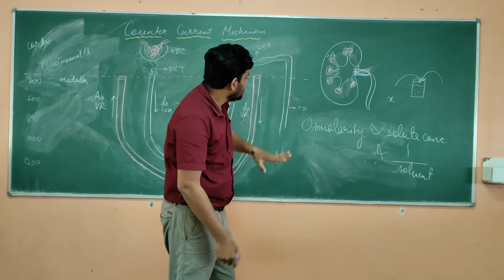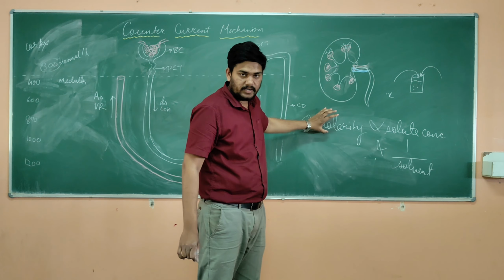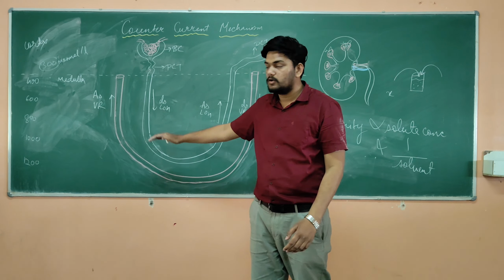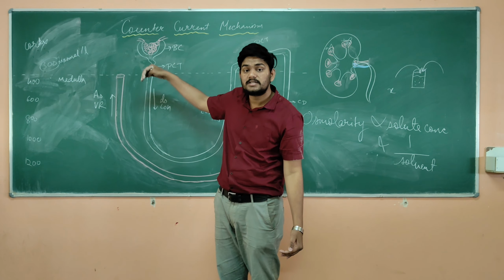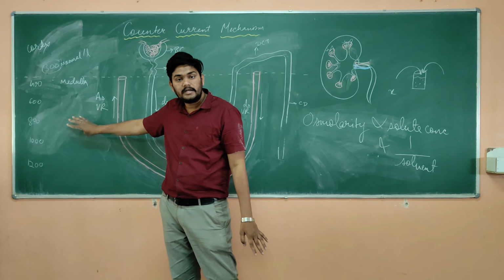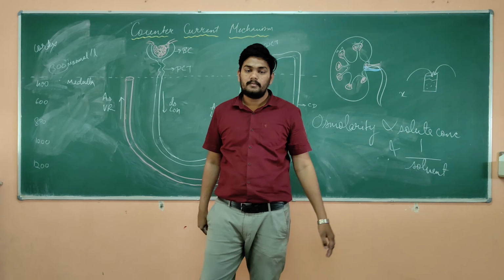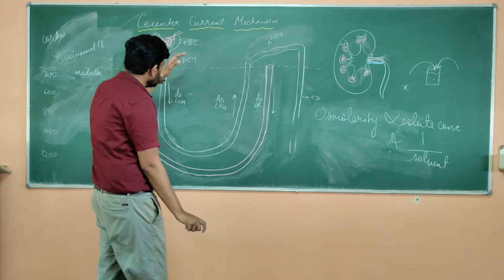Till now we have seen what the counter current is and the basic thing of osmolarity, and we all know that the medulla region has an osmolarity gradient, which is very important. Then only the substances can move in opposite direction. This is a very important thing. The osmolarity gradient is present in the medulla region, and it is very important for the counter current mechanism. Now we will directly go with the mechanism, what actually happens.